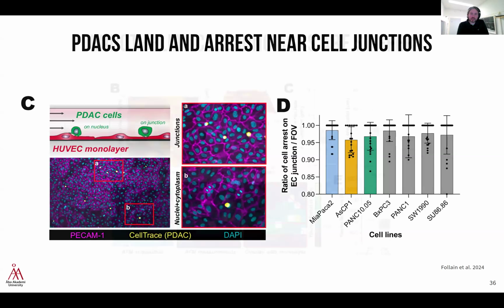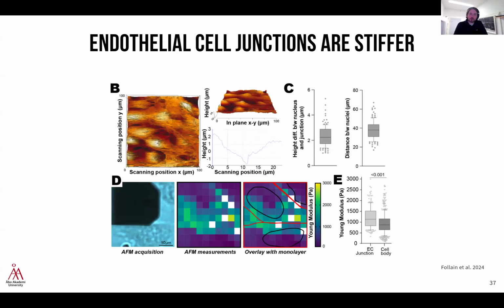And one of the things that we've looked at is whether or not there are some topological reasons why the cells will be arresting there. So we did some atomic force microscopy using scanning mode, where we look at the topology of the monolayer, to see whether the nuclei would be basically a hill and the junction would be more of a valley. And actually, there's very little difference in height between the nuclei and the junction. The difference is about 2 micrometers, and the distance between the two is about 40 micrometers. So the slope is actually fairly small. And if you think about a cellular scale, 2 micrometers is very, very little.